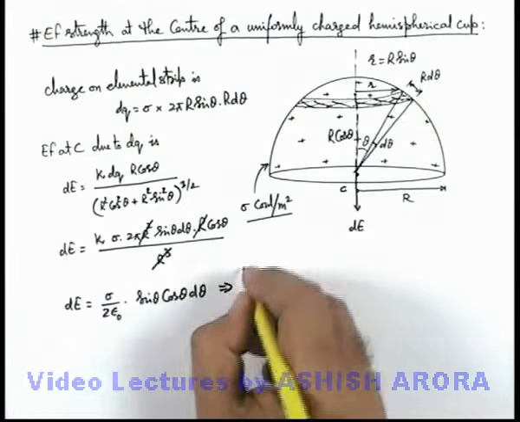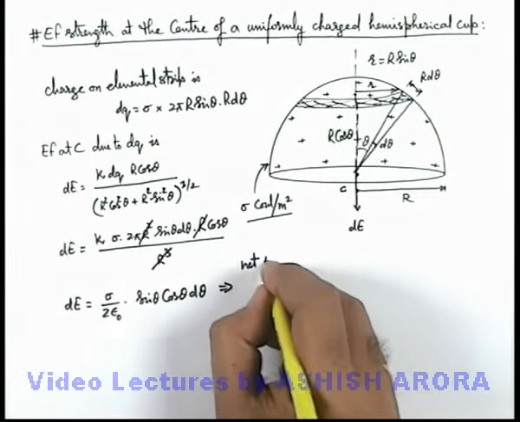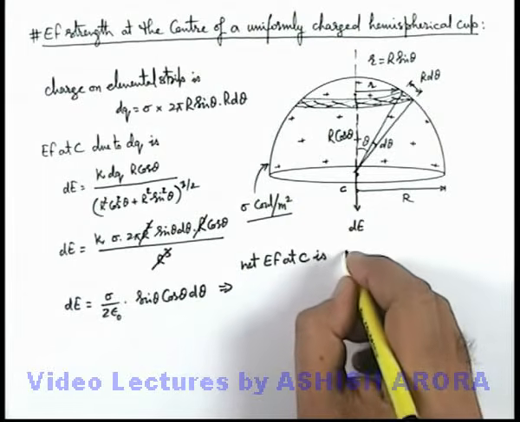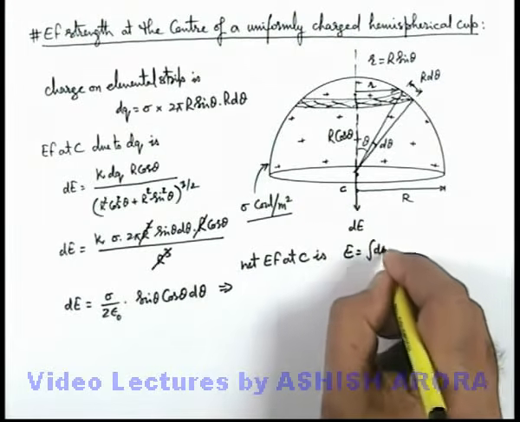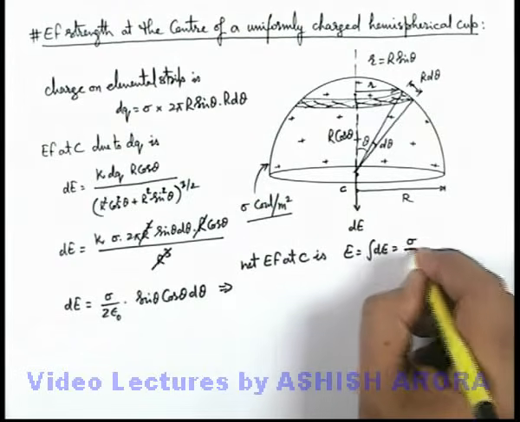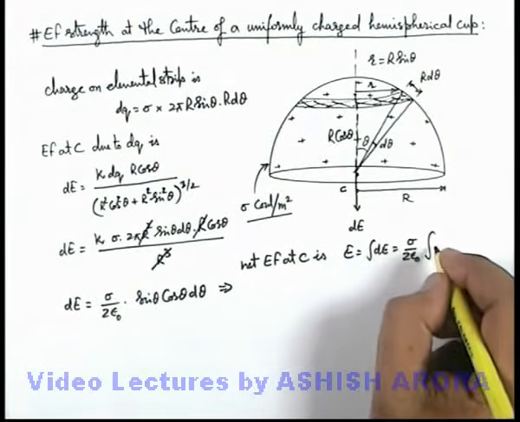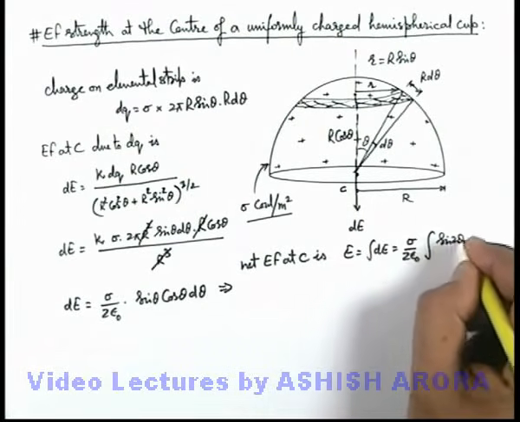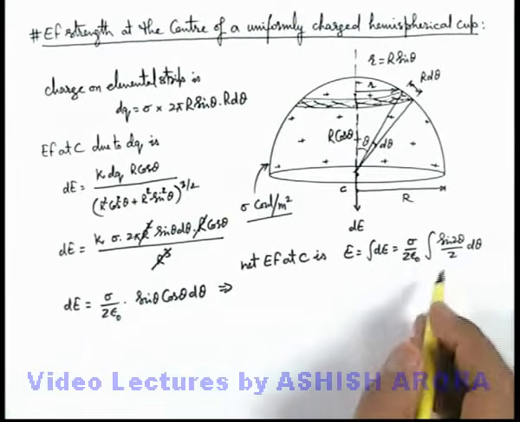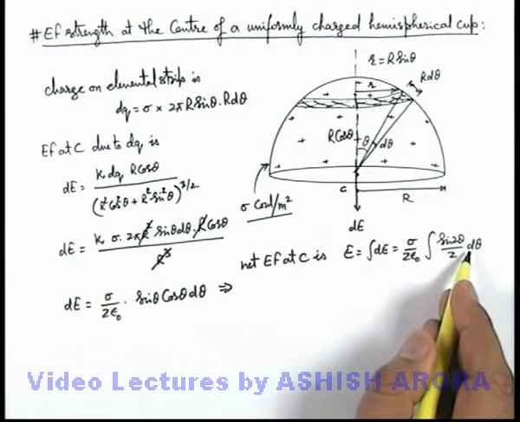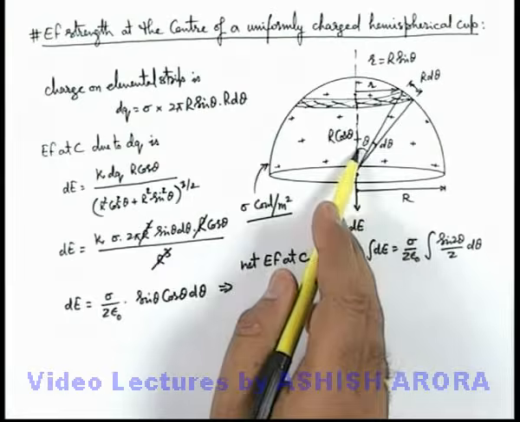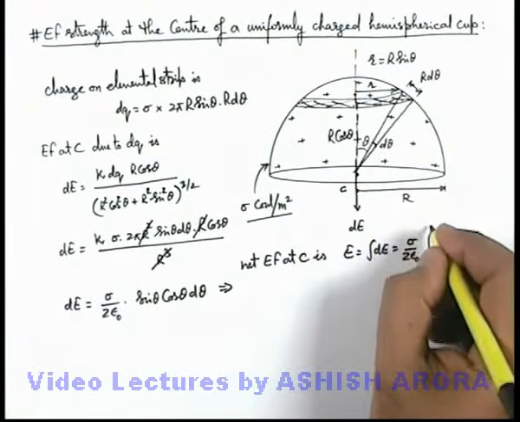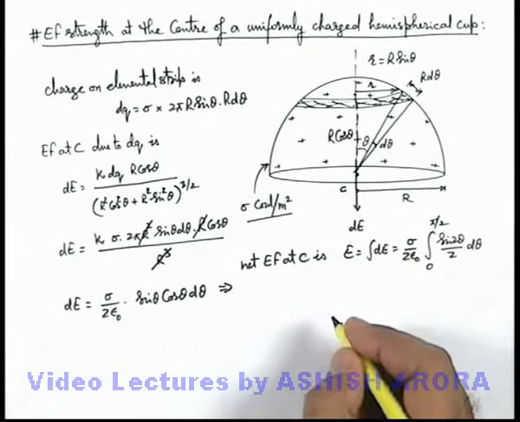So this implies we can write down net electric field at C as integration of dE, which is sigma by 2 epsilon naught integration of sin theta cos theta, which can also be written as sin 2 theta by 2 d theta, and for limits of integration for theta we can apply from 0 to pi by 2 for this complete hemisphere. This will be integrated from 0 to pi by 2.